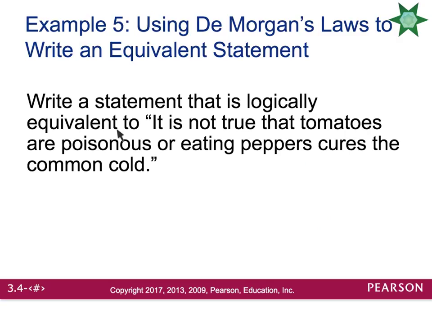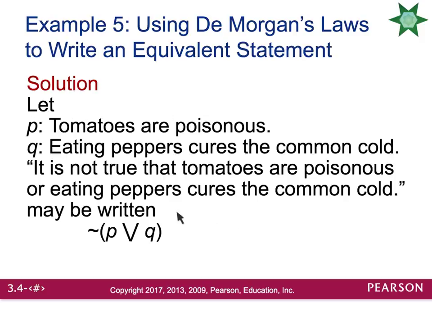Okay, so let's look at a written example using written statements. Write a statement that is logically equivalent to, it is not true that tomatoes are poisonous or eating peppers cures the common cold. Remember, our simple statements should not have a not in them. So one simple statement would be that tomatoes are poisonous, and another would be eating peppers cures the common cold. So let's set it up that way. P is tomatoes are poisonous. Q is eating peppers cures the common cold.